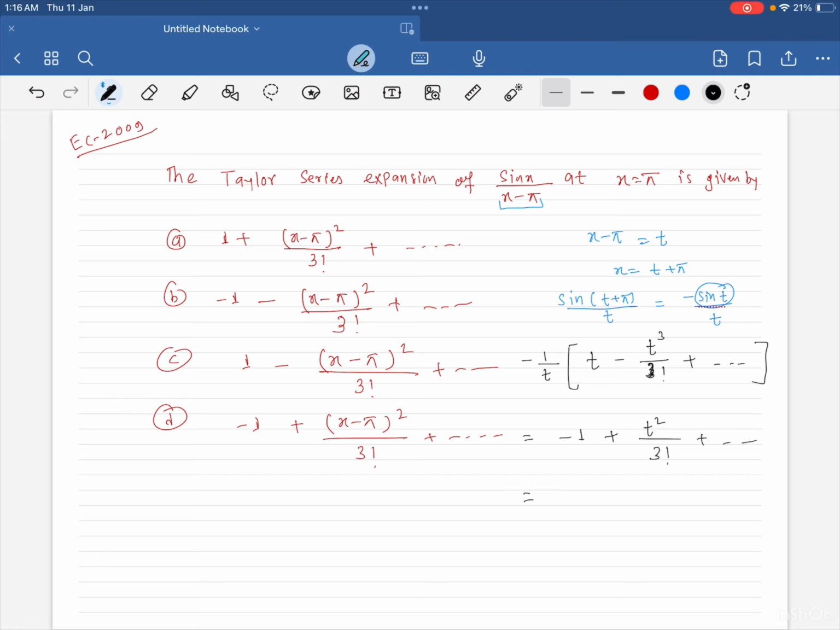Now we can put the value of t, that is x minus pi, so that will be x minus pi squared divided by 3 factorial. So this one is not this one, not this one, so option D is the correct one.